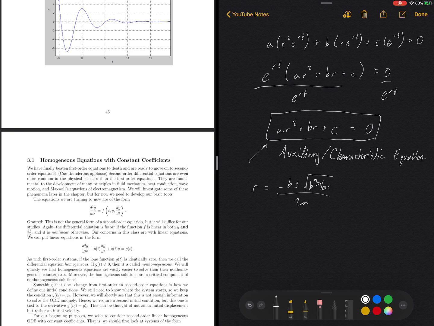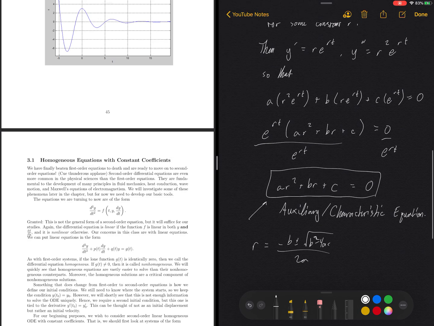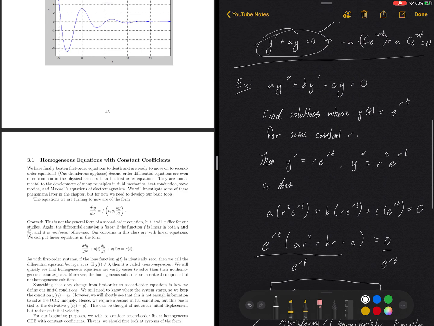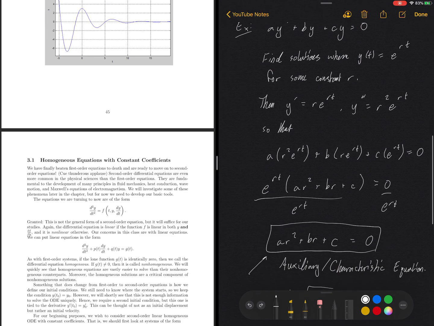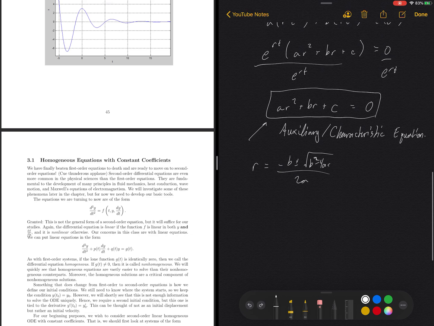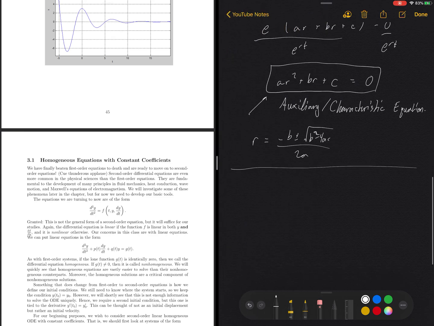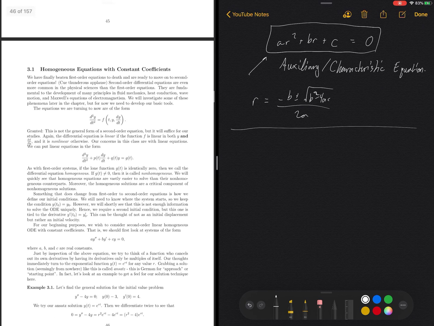r equals minus b plus or minus the square root of b squared minus 4ac, and that is the worst looking square root ever, all divided by 2a. So we all know our quadratic formula, and that is going to give us a pair of solutions, possibly one solution that is repeated twice, but at most two solutions here. So that tells us that there's a limit to what this r value can be, so that e to the rt is a solution.